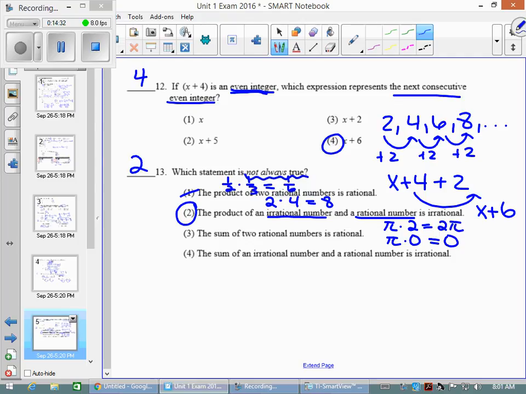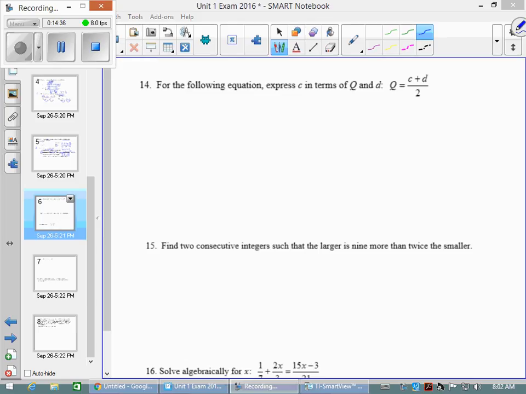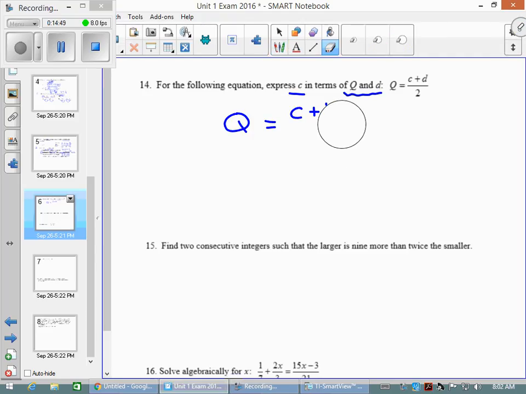Okay, so for number 14, they're asking us to express C in terms of Q and D. My first step, I'm going to just rewrite this. Q equals (C plus D) over 2. Now, again, I'm trying to solve for C, so I like to just circle this C to make sure I know that's what I want to isolate by itself.